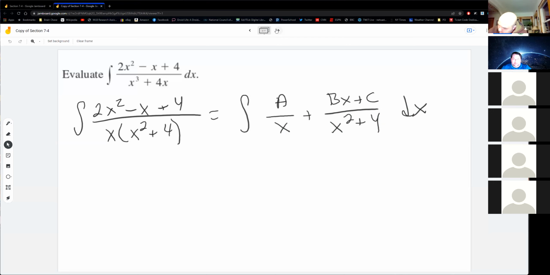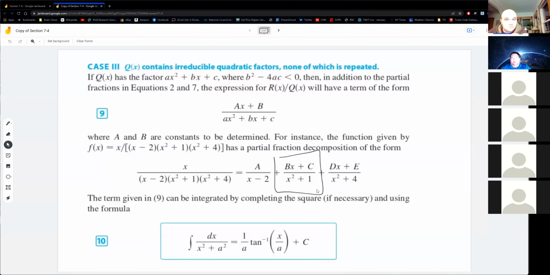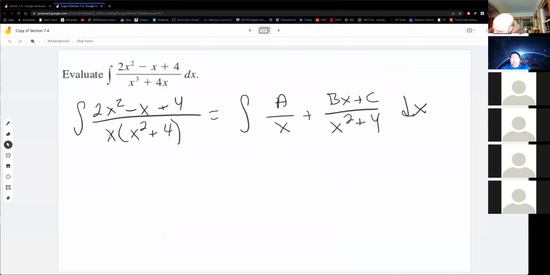What about the extra term that was on the previous page, to the right of the x plus c? Are we going to need dx plus c? Not this one. That one had 3 things in the bottom, that's why there were 3 of them: the x minus 2, the x squared plus 1, the x squared plus 4. My problem only has 2 parts, the x and the x squared plus 4, so I only need 2.